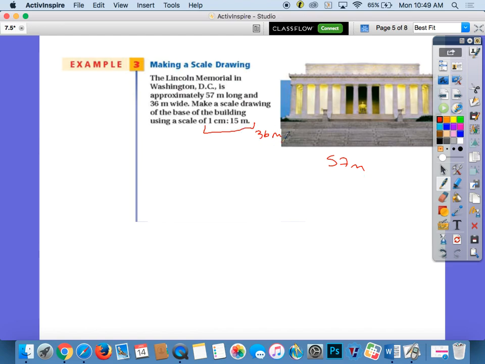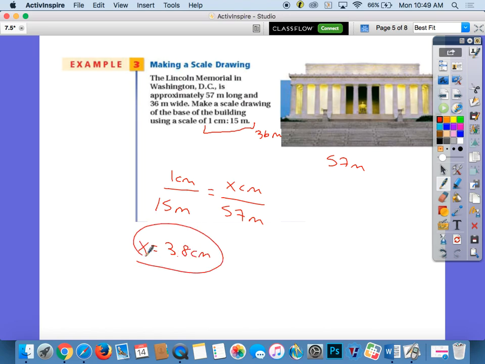All right, so I know that 1 centimeter for my scale equals 15 meters in real life. If I was going to make a scale drawing, how many centimeters would 57 meters coincide with? Do your cross multiplying, and your length is going to be 3.8 centimeters. So this distance right here is going to coincide with my 3.8 centimeters.